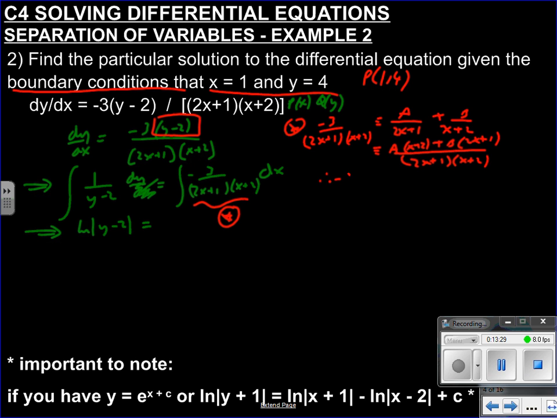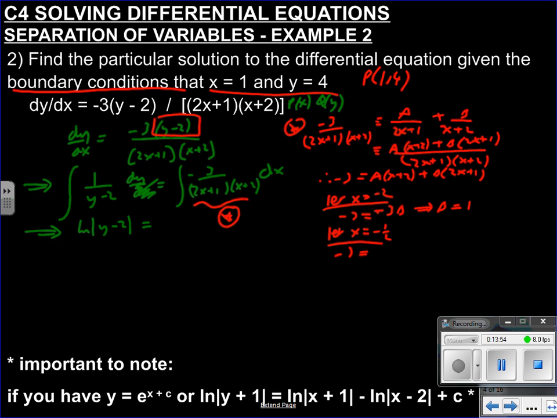And therefore, minus 3 must be a times x plus 2 plus b times 2x plus 1. So if we let x be minus 2, you know how to do this. Minus 3, we get b times minus 2 times 2, that's minus 3b. So therefore, b must equal 1. And let x be minus a half. Minus 3 equals a times minus a half plus 2, so that's 3 over 2a. And therefore, a must be minus 2.